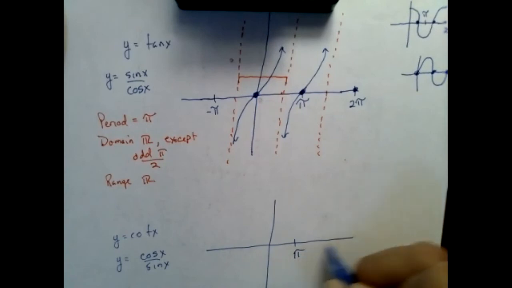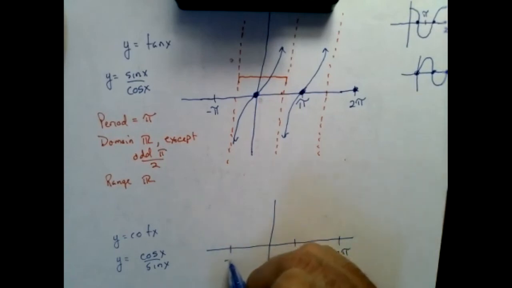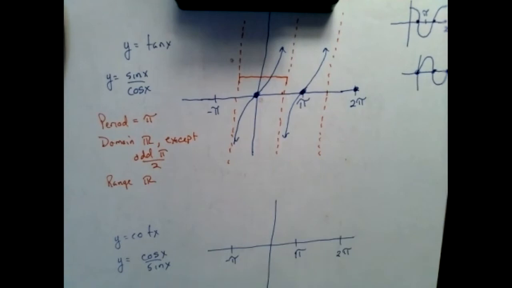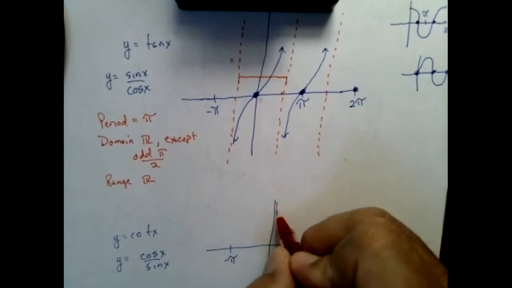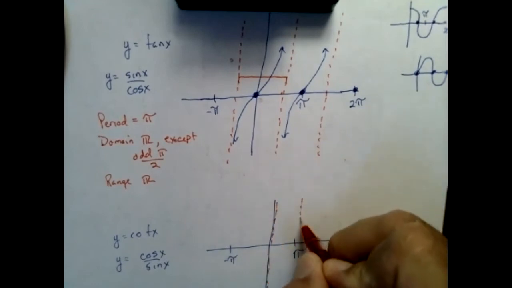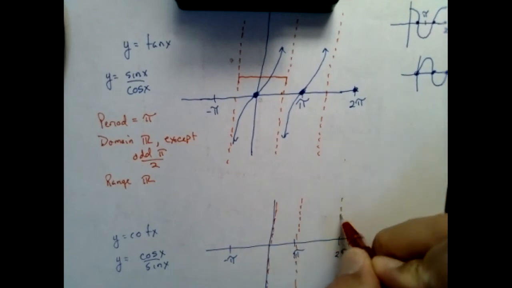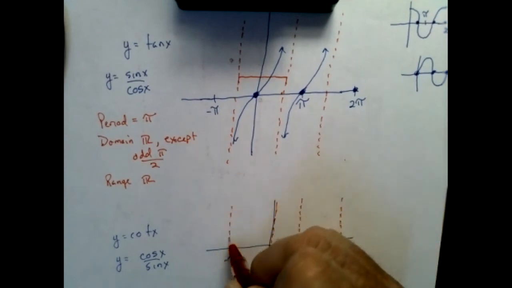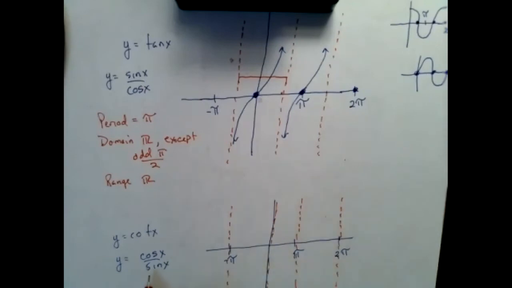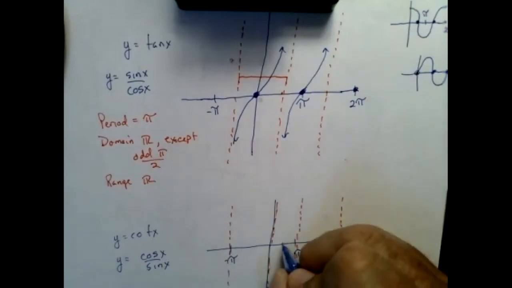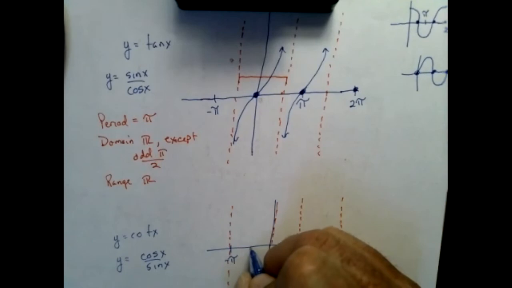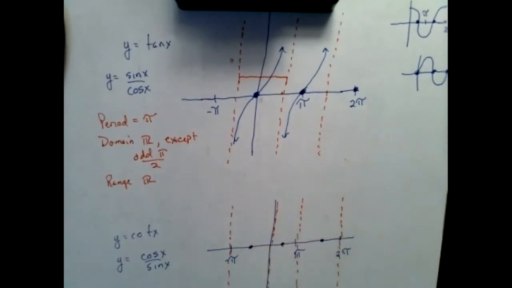Okay, so here's pi, here's 2 pi, here's negative pi. When is the sine 0? This was my sine graph, at 0 and at pi. So this time I have asymptotes here, here, here, and so on. So I did my asymptotes first, my divide by 0 problem. Now my zeros are going to be when the cosine was 0. That was pi over 2, 3 pi over 2, negative pi over 2, all of those values.